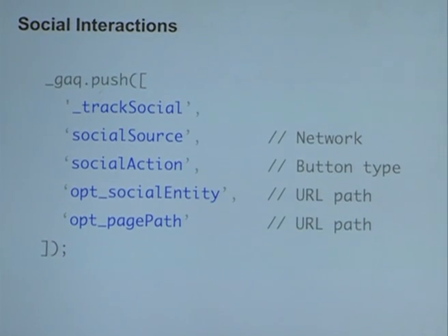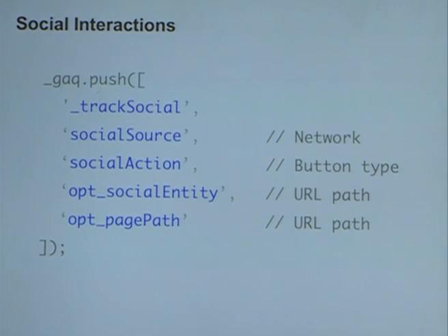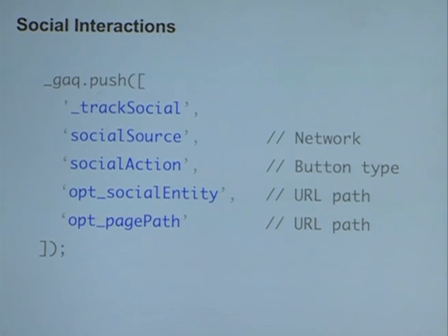The social action, so this could be like a like or a tweet. And then you have the social entity. So this is the actual thing you're liking. Typically, it's the page you're on, but you might have a list of links, and it might be one of those links that you're liking. So you pass in that URL, and then you have an additional path that you can pass.